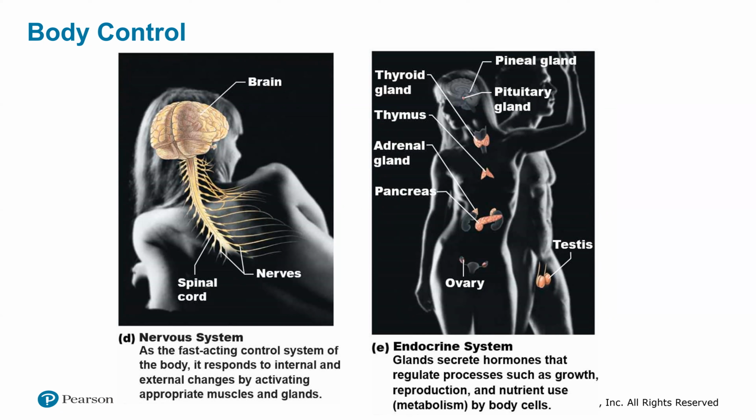Endocrine system is another system of control. Major organs are glands. Glands secrete hormones that regulate processes such as growth, reproduction, and nutrient use or metabolism by body cells. Major glands or organs of the endocrine system include pineal gland, pituitary gland, thyroid, thymus, adrenal gland, pancreas, ovaries, and testes.